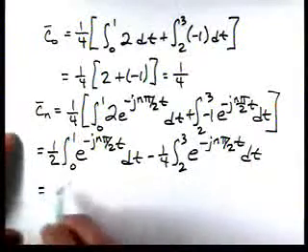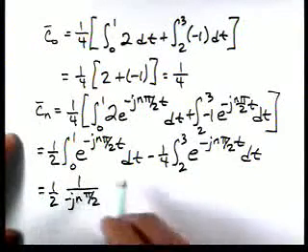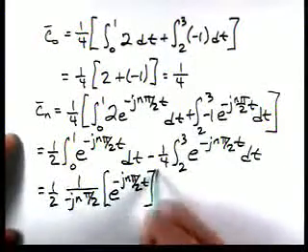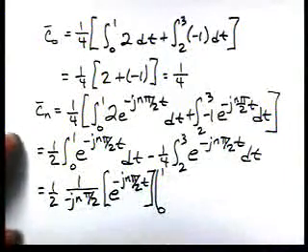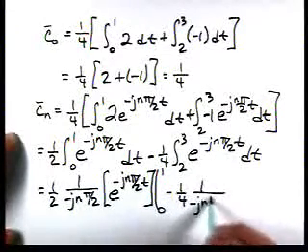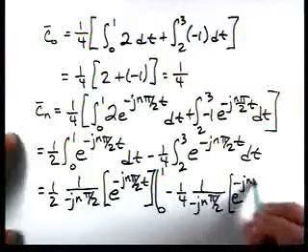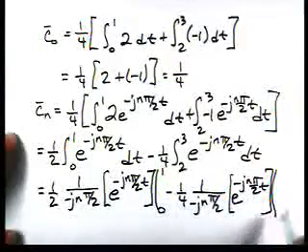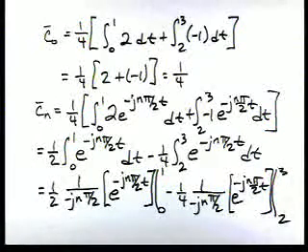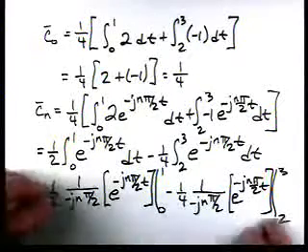So integrating, we have 1/2, we have 1 over minus j n pi over 2, e to the minus j n pi over 2 t, evaluated from 0 to 1. And then we have minus 1/4 times 1 over minus j n pi over 2, and now we have e to the minus j n pi over 2 t, evaluated from 2 to 3. So again, we're just working through the mathematics now.